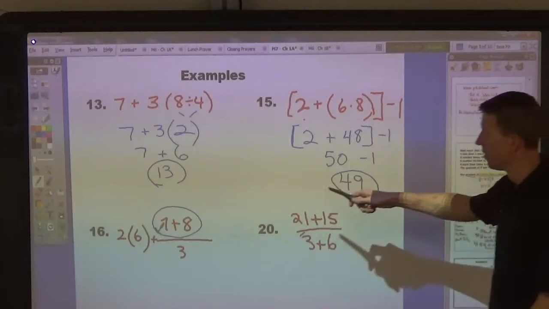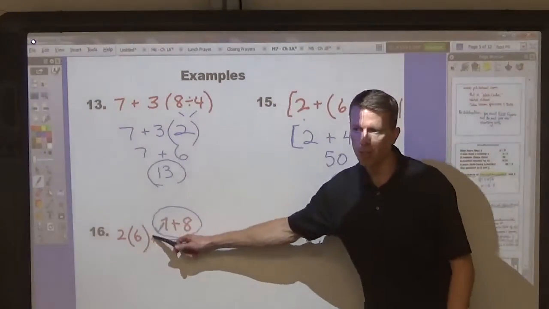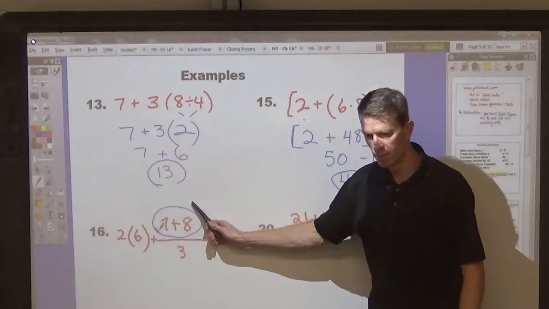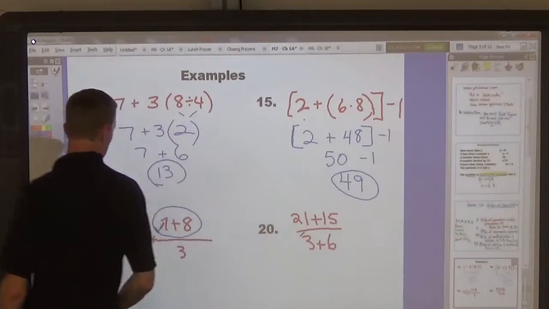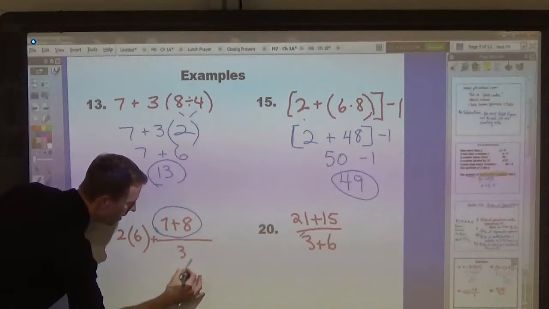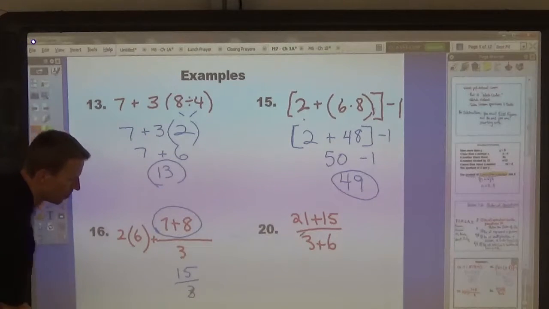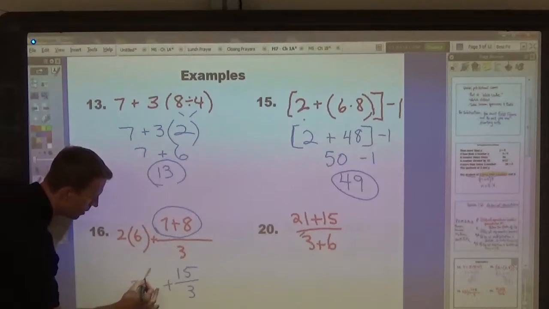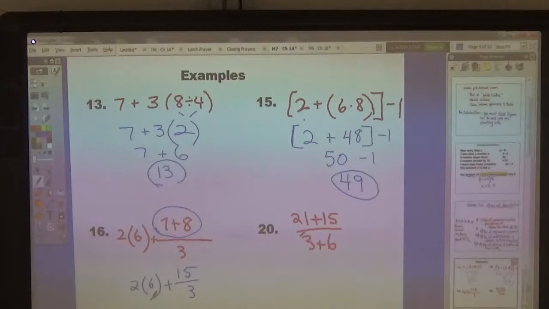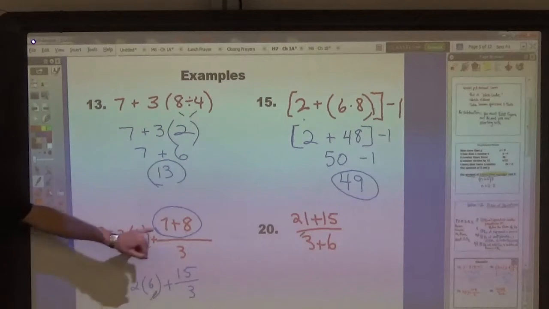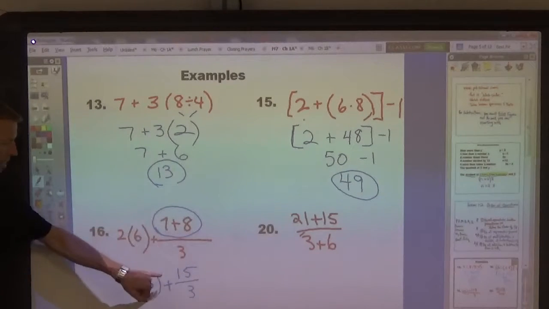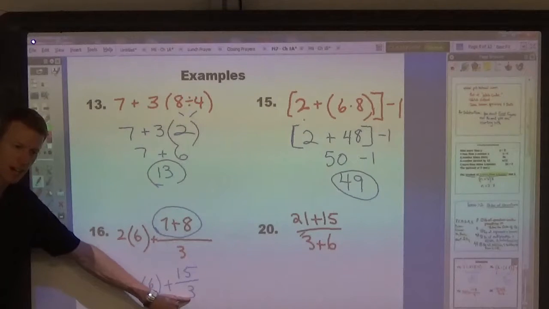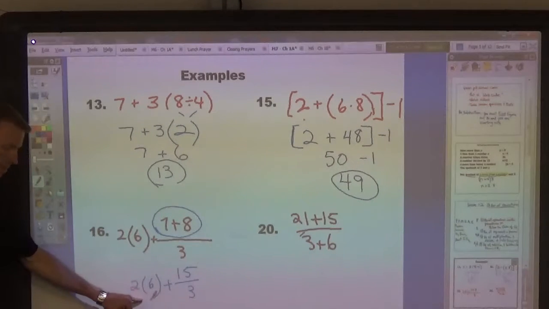So, you would want to work over and simplify over the division bar first, and then divide it by the bottom number. So, when we work this out, this will be 15 divided by 3 plus 2 times 6. Does everybody see how we got that? 7 plus 8 is 15. Then that's written over 3, so that means divide. And then we bring down what is left to do.